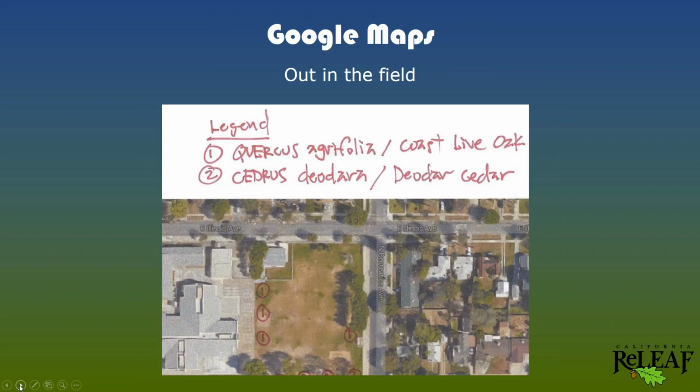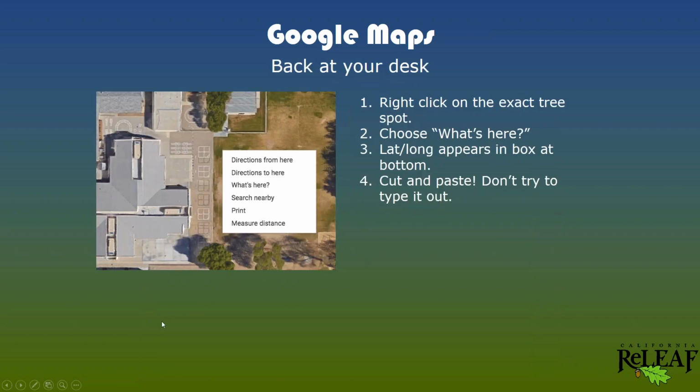So if you're going to do it out in the field, my suggestion is you print out a map like this, draw a picture of where you have planted the trees, and identify them. Here, this person has identified the tree species just with 1s and 2s, and they're going to come back to their desk and do it back at home.